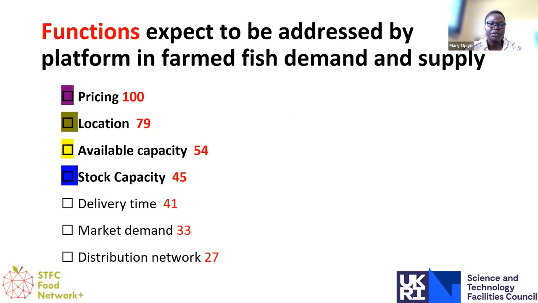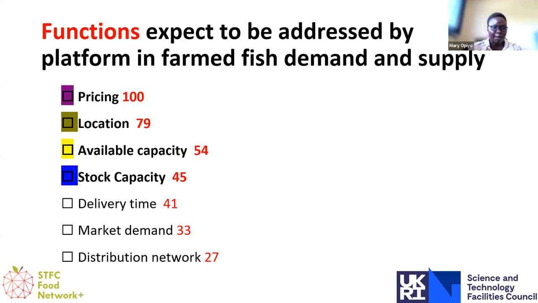Most of the farmers say that if at all we have a communication platform, then it should majorly be about pricing of the fish. The farmer will indicate the price at which they are going to sell their fish so the traders can know which one to choose from. Also the location and available capacity, so that if 10 farmers have posted that they have fish, but one has posted that they have 1,000 fish and another one 500, then the trader is able to select which one they can buy from.